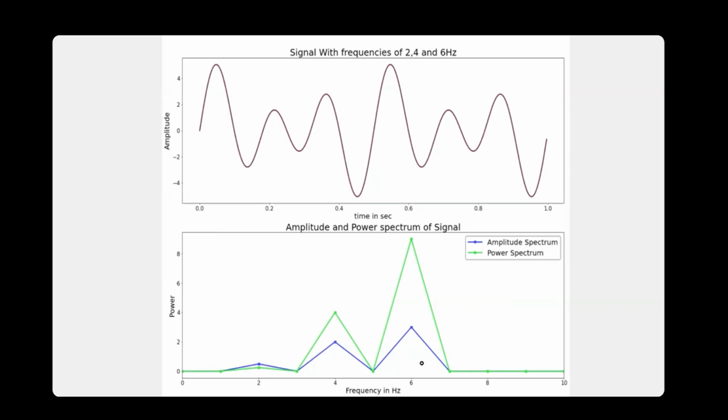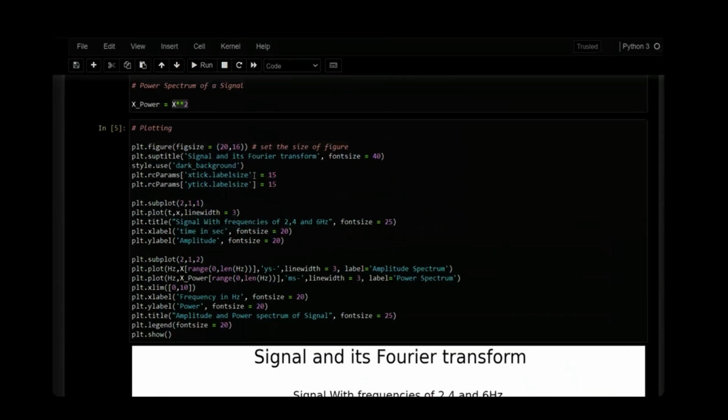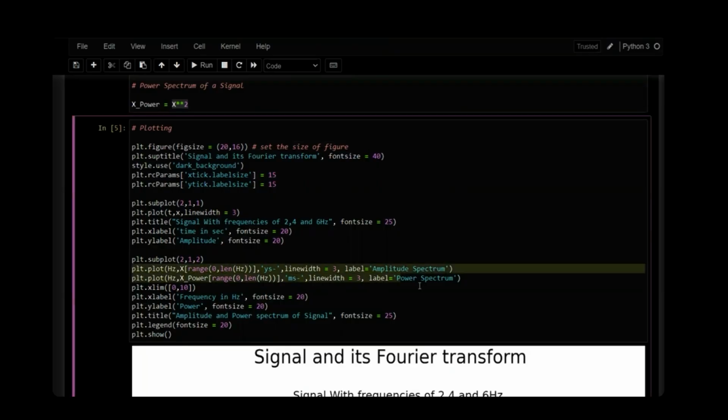Now, here we did not calculate only the discrete values at 2, 4, and 6. The reason is that we want to clearly see the difference between the amplitude spectrum and the power spectrum. If we took only the discrete values here, the power spectrum would overlap with the amplitude spectrum, and we would not be able to see the difference between them very clearly. So, in this way, we can see how the power spectrum of a signal highlights the most prominent feature of the signal. You can see that this is very easy to calculate.